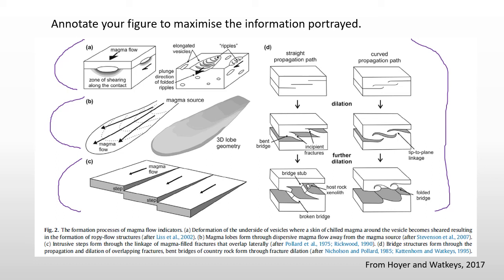So what I've done here is I've separated these into panels, and this is from a paper. So we use very simple numbering conventions. So this is just figure 2. And you can see that first sentence there describes the figure overall. So the formation processes of magma flow indicators. And then for each panel, there's a description there for that particular example.